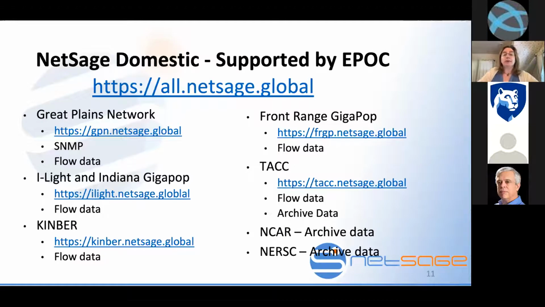One of the things we've done in the last 2 years as part of the EPIC project, joint with Jason, is we've expanded to have domestic deployments. EPIC has 6 domestic partners. 4 of them currently have NetSage deployments: Great Plains Network, which is what I'm really going to walk through today, iLight and the Indiana Gigapop, Kimber, Penryn, and the Front Range Gigapop.